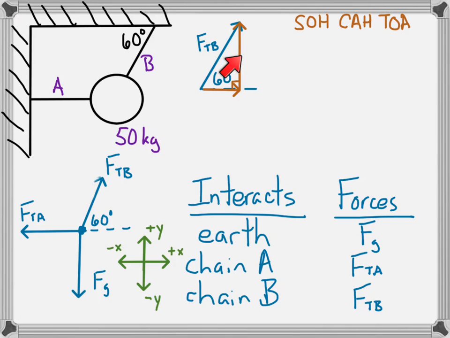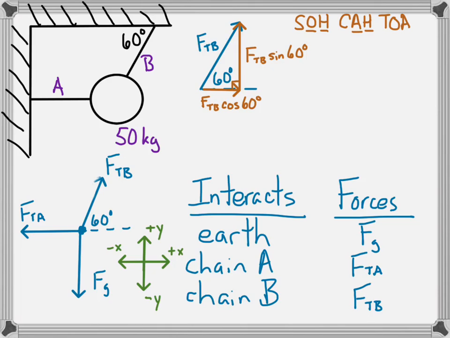If I want to find the opposite side, I know the hypotenuse. That means the trig function I have to use is sine. So the opposite side is FTB times sine of 60 degrees. And now if I want to figure out what this component is, this is the adjacent side. So now I want to use adjacent and hypotenuse. Well, the trig function I need to use with those is cosine. So this side down here, its component at the bottom is FTB cosine of 60 degrees.